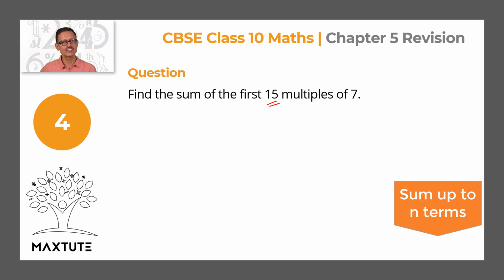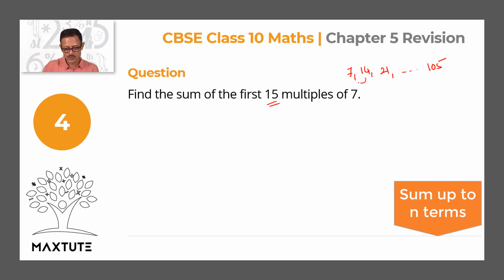Let's just list down these multiples of 7. I'm going to start: the first multiple is 7, then it is 14, then it is 21. Let's not list all of them. Let's go to the 15th multiple, which is equal to 105. So starting with 7, you're going to go all the way up to 105. We need to find the sum of all of these numbers.